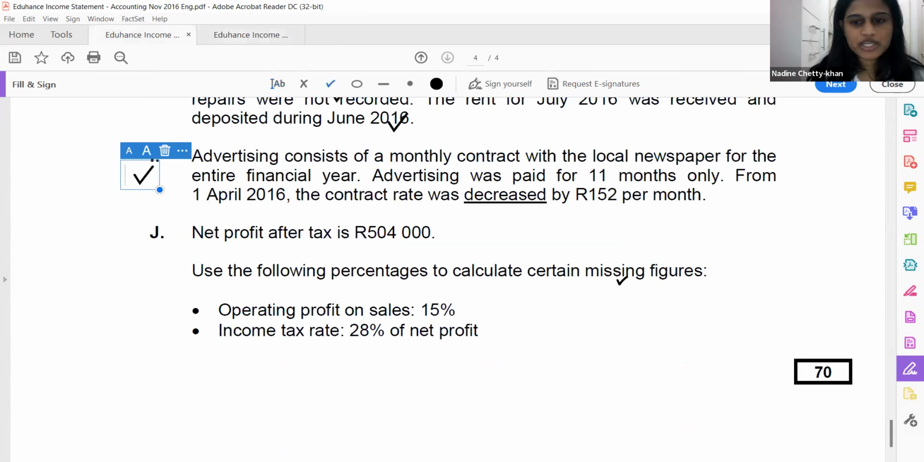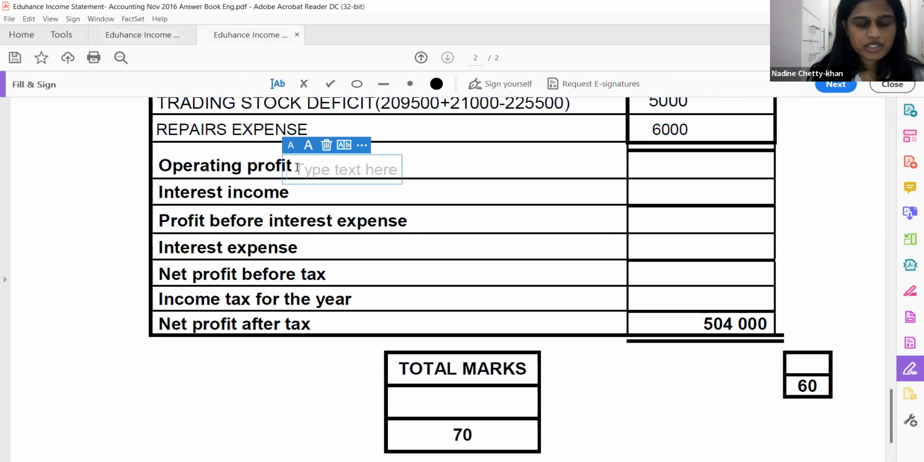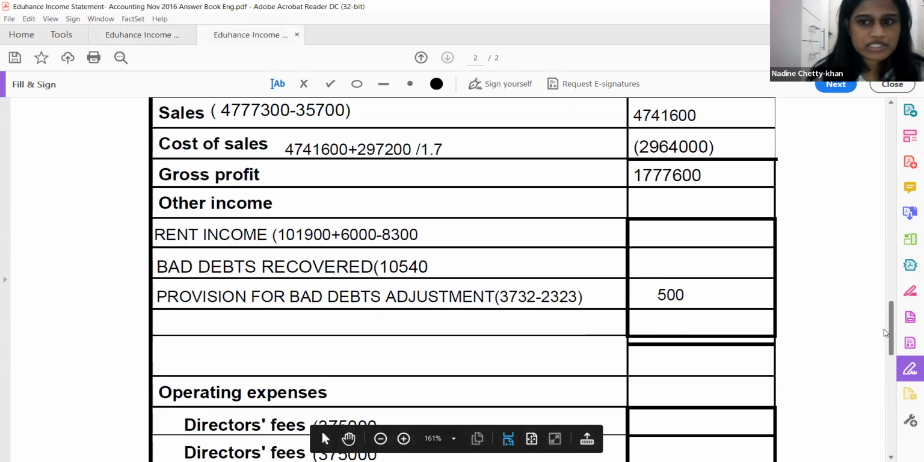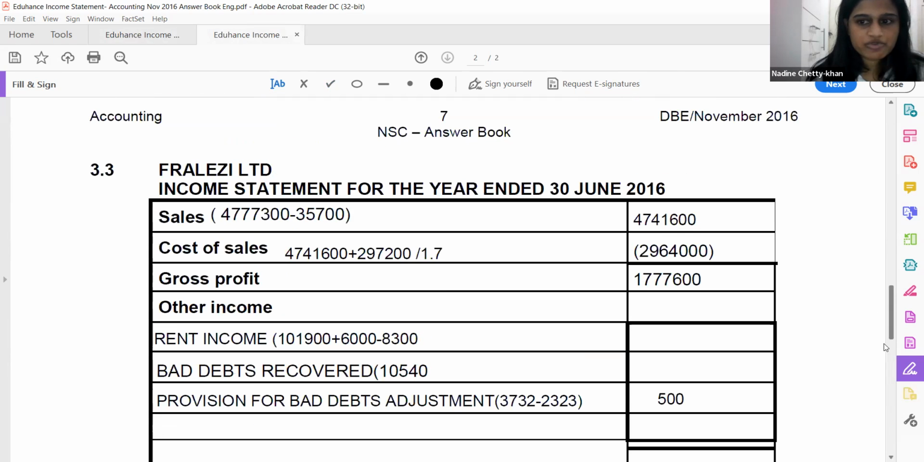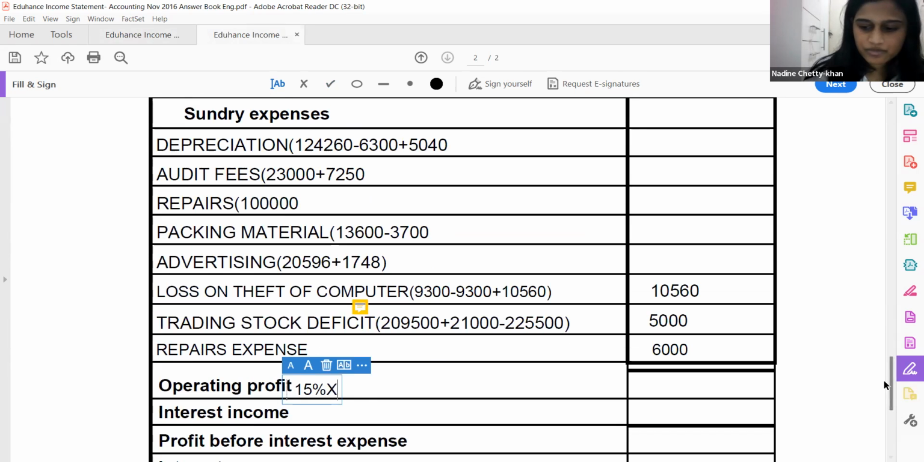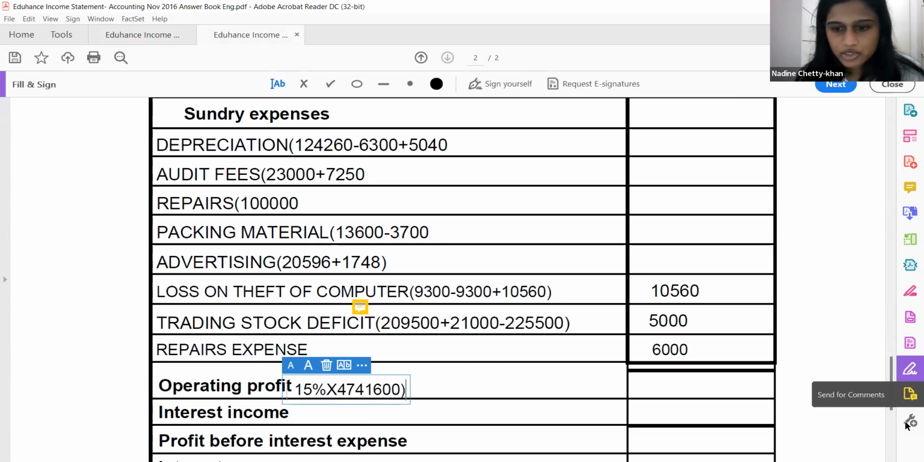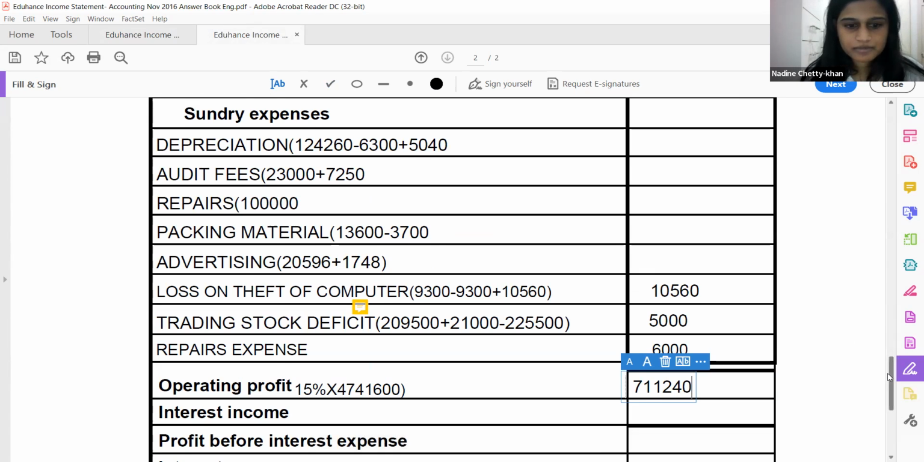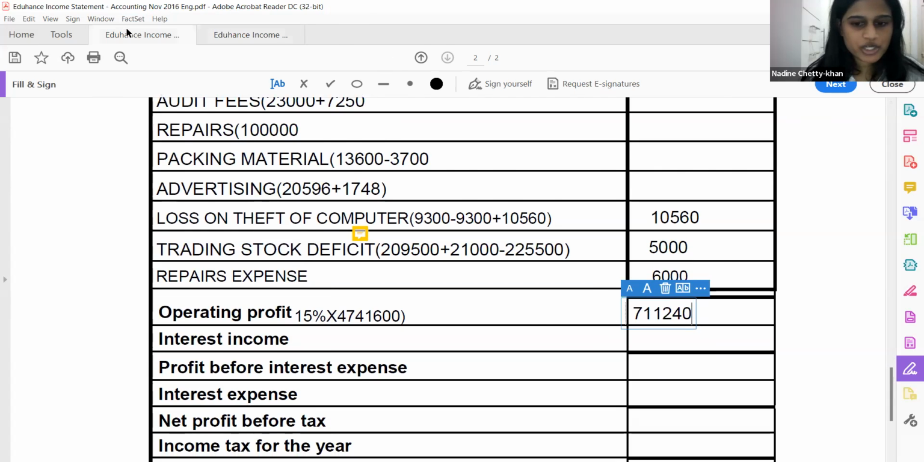Use the following percentages to calculate certain missing figures. Operating profit on sales is 15%. Okay, here's operating profit. So it's 15% times, what is our sales amount? 474,1,600. And you should get, it's a positive number, it's profit, 711,240. Okay. Let's look at the next ratio.